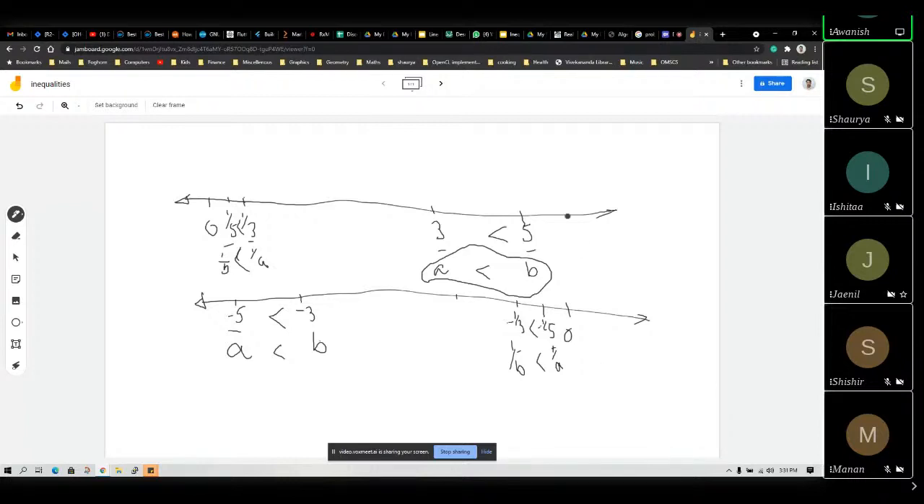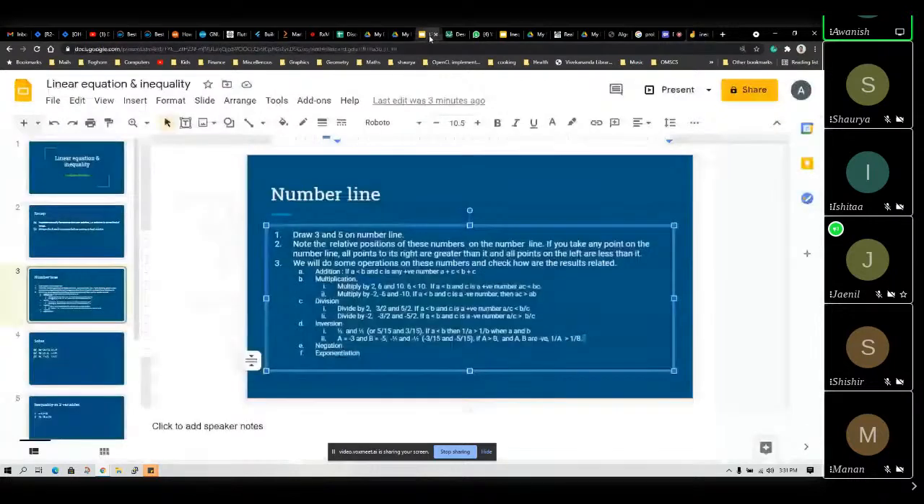This is clear? Yes, sir. So if A is less than B, then 1 by A will be more than 1 by B. It does not depend on whether A is positive. A and B are both positive or both negative, but they both should be of the same sign. That's a must.